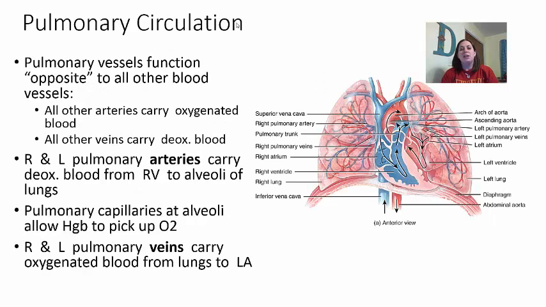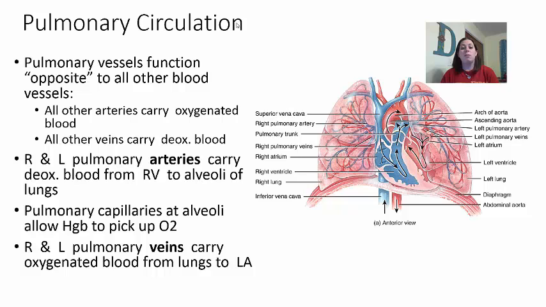All right, the next circulation we want to look at is the pulmonary circulation. The pulmonary circulation is the pulmonary vessels that are going to the lungs. These are going to function in an opposite way than what we saw earlier in the systemic. Normally we see arteries are red in color because they have oxygen, and veins are blue in color because they're deoxygenated. Okay, but in the pulmonary system, they are reversed.